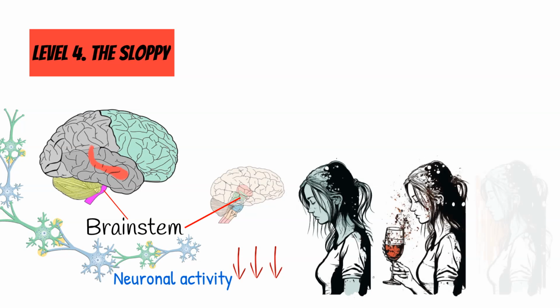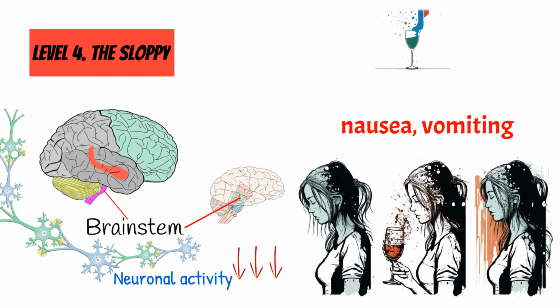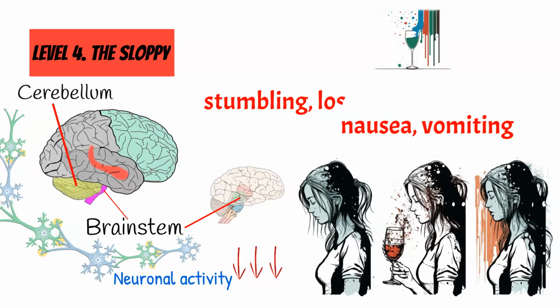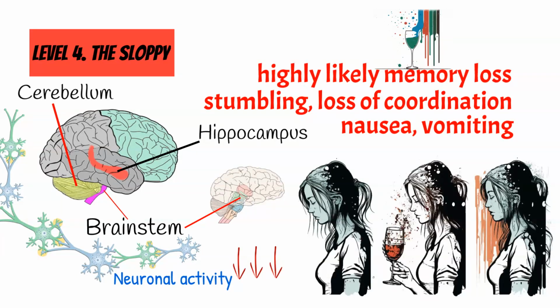The individual may also experience nausea and vomiting due to the effects of alcohol on the chemoreceptor trigger zone, which is responsible for initiating the vomiting reflex. The cerebellum becomes crucially impaired, leading to stumbling and loss of coordination. More impact comes to the hippocampus, and memory loss is highly likely.